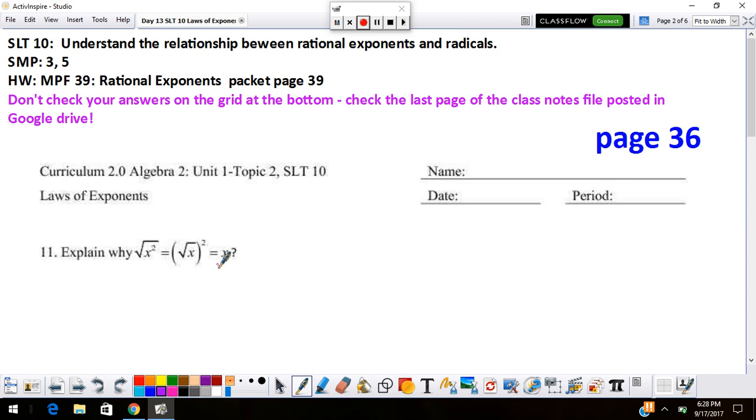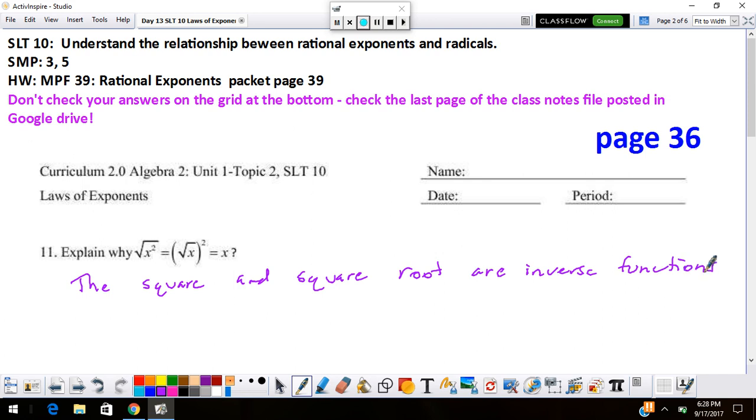And the reason is just simply the square and square root are inverse functions. Therefore, they undo each other.